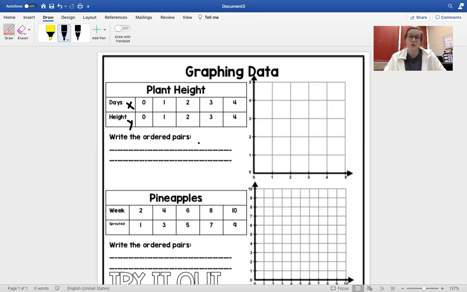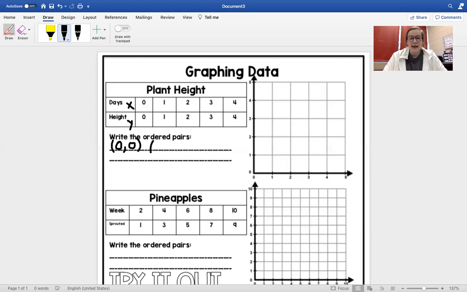On your assignment, you won't have to write the ordered pairs. You'll just have to graph the points based on the data in the chart. So if my X coordinate for day 0 is 0, then my Y coordinate for day 0, or the height of the plant, is also going to be 0. Remember, anytime you write ordered pairs, it starts with a parenthesis. You have your X coordinate, you have a comma, your Y coordinate, and then you close those parentheses.